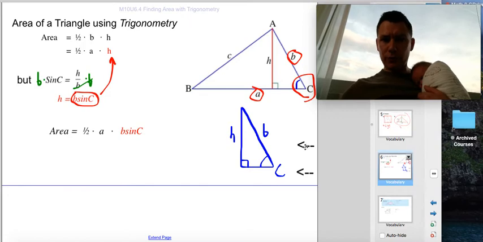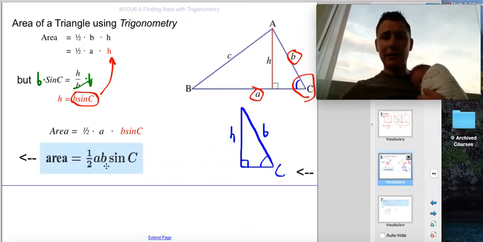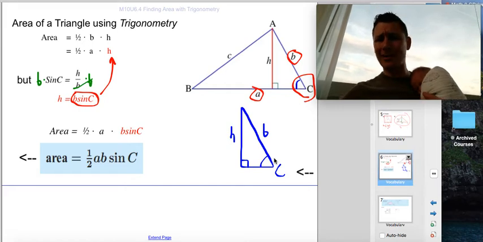And we've derived what they call the area formula using sine. You'll see area is 1/2 AB sine of C. And all it means is if you know two sides and you know the angle in between, you can use this trick where we break it into right triangles. Except we don't want to always have to break it into right triangles.